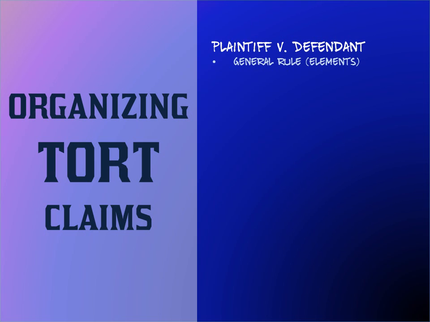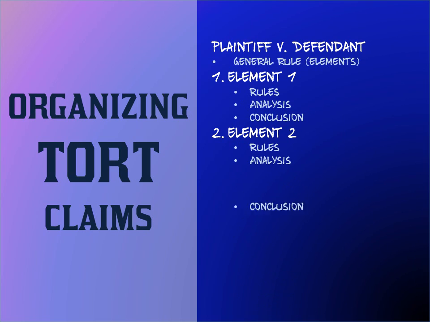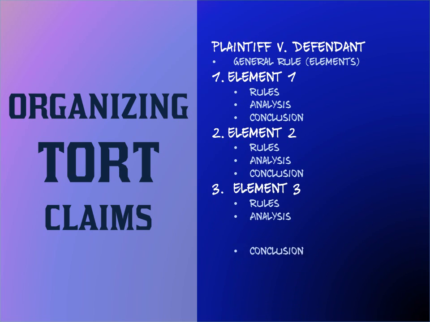So you'll have a general rule, which will be the elements of the cause of action. Then you'll have the first element, and you'll give the rules for that element, and now analyze it, and give a conclusion. Then you'll go on to element number 2, same story, give the rules for element number 2, analysis of element number 2, conclusion. Same with 3.